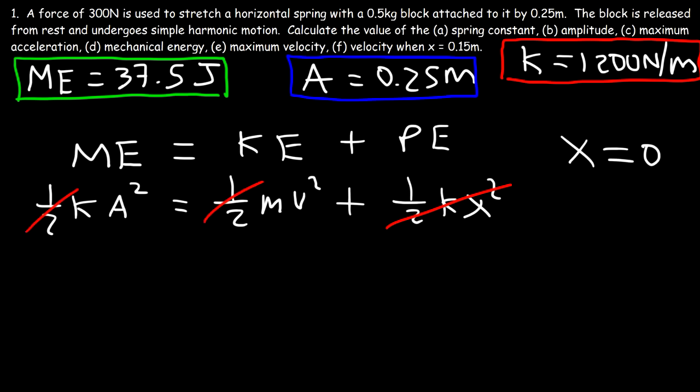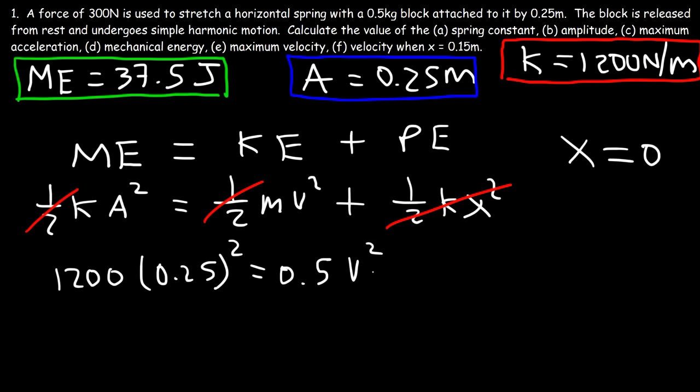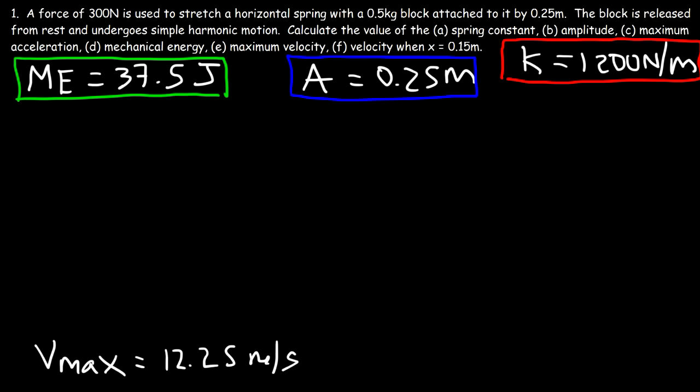So we could cancel the 1/2. And so k is 1200. The amplitude is 0.25. And the mass is 0.5. So 1200 times 0.25 squared divided by 0.5 is 150. And then take the square root of that answer, and this will give you a maximum velocity of 12.25 meters per second.